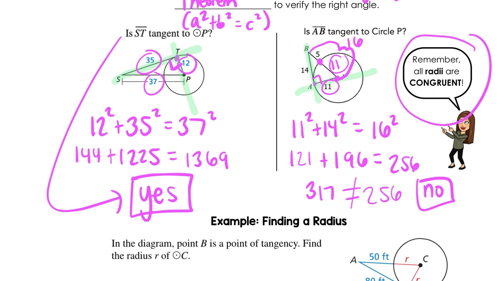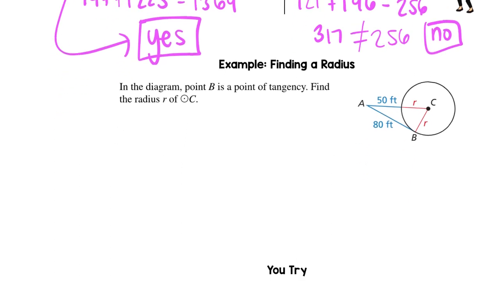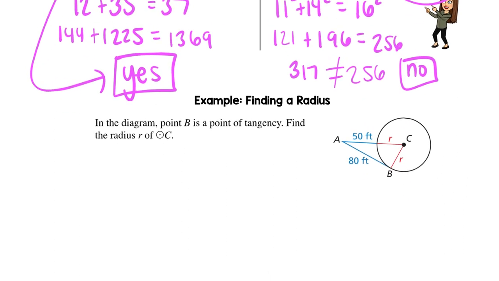It is not. We can also use this theorem to find a radius. So it says, in the diagram, point B is a point of tangency. Find the radius R of circle C. So I want to find the radius R. So I want to plug into a squared plus b squared equals c squared because it tells you that because B is a point of tangency, I know that these are perpendicular. So just keep in mind that this whole segment is R plus 50.